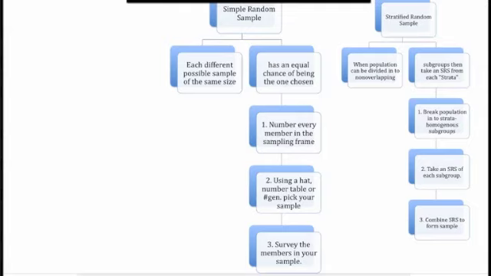Okay, how do we do this? Number every member in the sampling frame. Now the sampling frame is the people that you actually have the list of to take your sample from. Let's pretend that we're taking a sample of students from class. My sampling frame would be all the students that are in that class that day, because that's where I'd be taking my sample from. And my population, we could think, would be that entire class. Then we use a hat or a number table or a number generator to pick your sample and survey the members in your sample. So let's take a look at one.